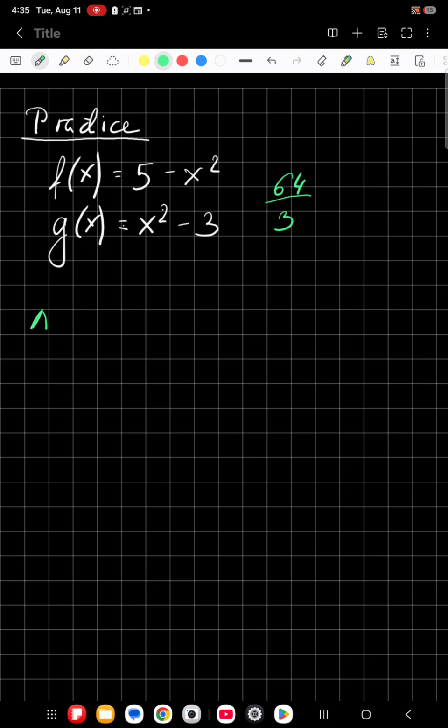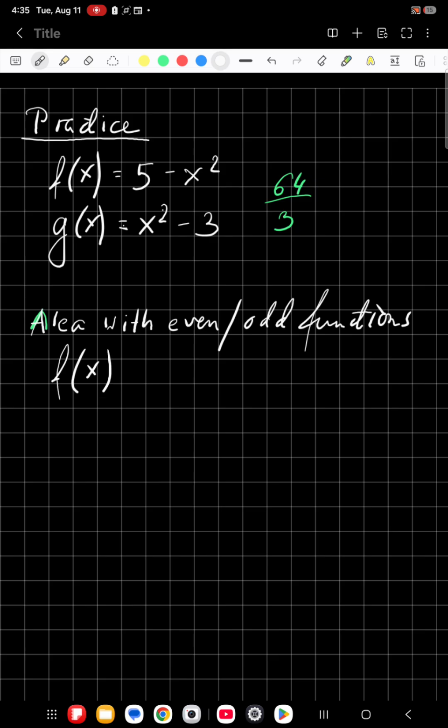So area, let's make it yellow. Let's make it just regular white. So area with even and odd functions. Okay, so let's calculate the area under a curve of an absolute value function between -5 and 5.